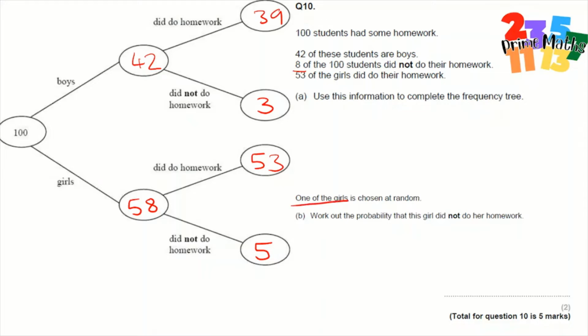One of the girls is chosen at random, so we know our probability is just out of the girls, and the probability that this girl did not do their homework was 5 out of 58.